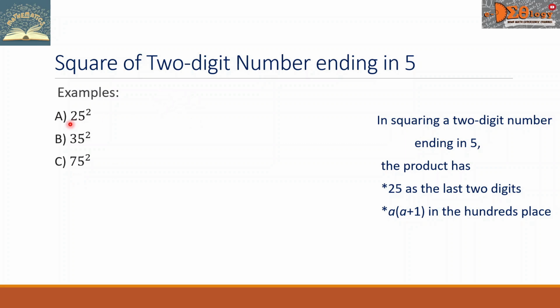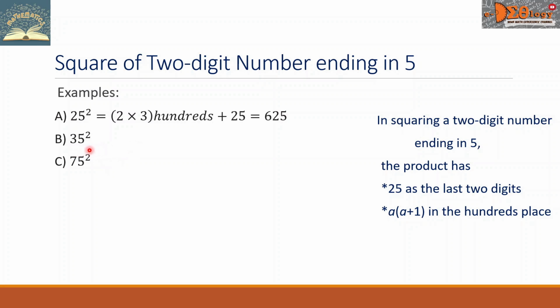Let's have some examples. We have here 3 examples: 25 squared, 35 squared, and 75 squared. Let's begin with A, 25 squared. We said that the product will be like this. It will end in 25. While in the hundreds place, look at our tens digit here, which is 2, to be multiplied by the next number after 2, which is 3. So 2 times 3. So finally, the answer is 625.